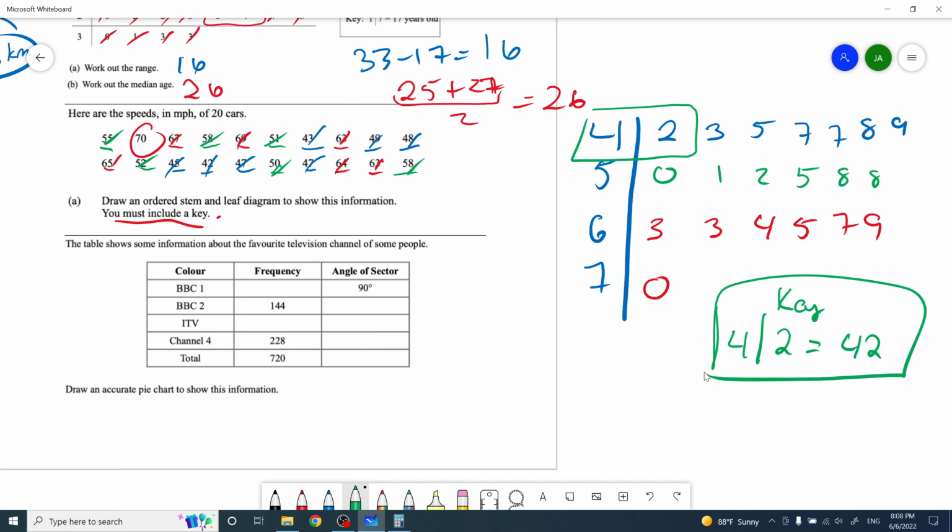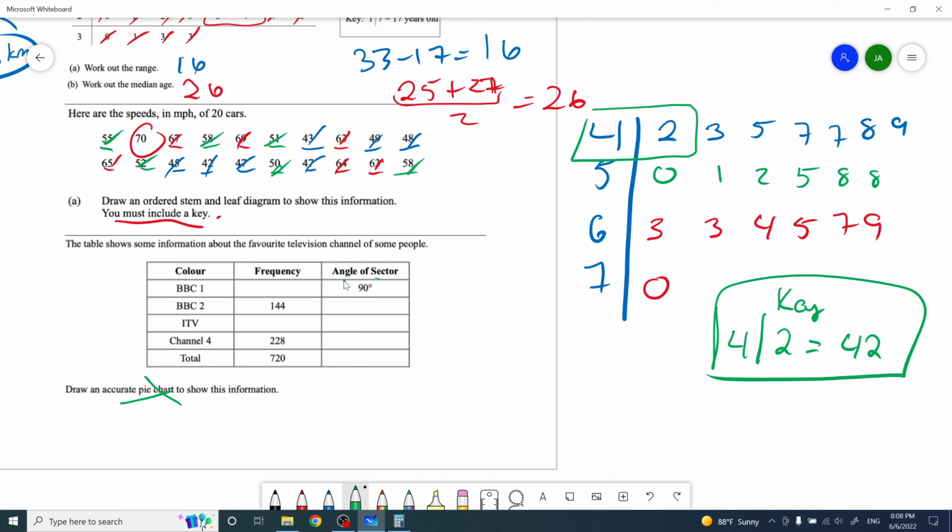And we're finally down to our last problem. This table shows some information about the favorite television channel of some people. So we got some missing frequencies and we got some missing angles. Here I asked you not to worry about drawing this, so we're just going to fill in the angles and we're going to be done with it. All right, so how do we do this now?